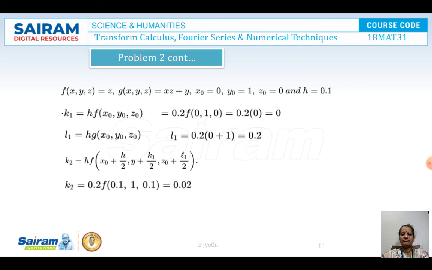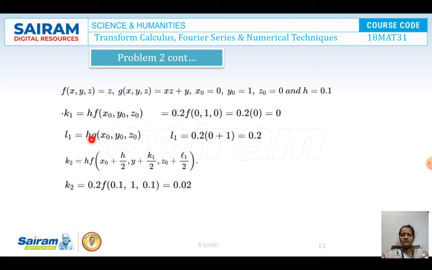Now consider f of xyz will be z and g of xyz is xz plus y, with x naught is 0, y naught is 1, z naught is 0 and h is equals to 0.1. Now k1 is given by h into f of x naught, y naught, z naught. So where x naught, y naught, z naught is respectively 0, 1 and 0. So when we multiply the z value with the 0.2, we get 0 as the k1 value.